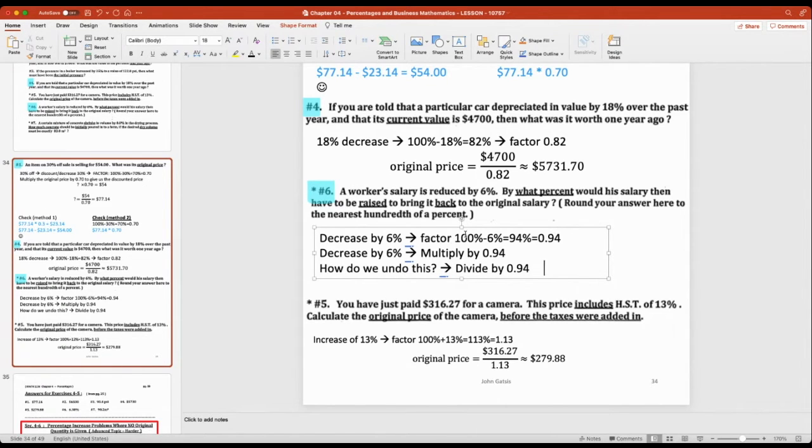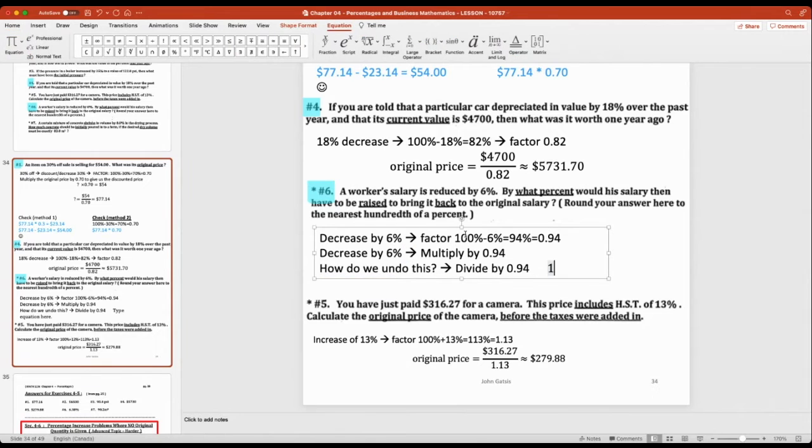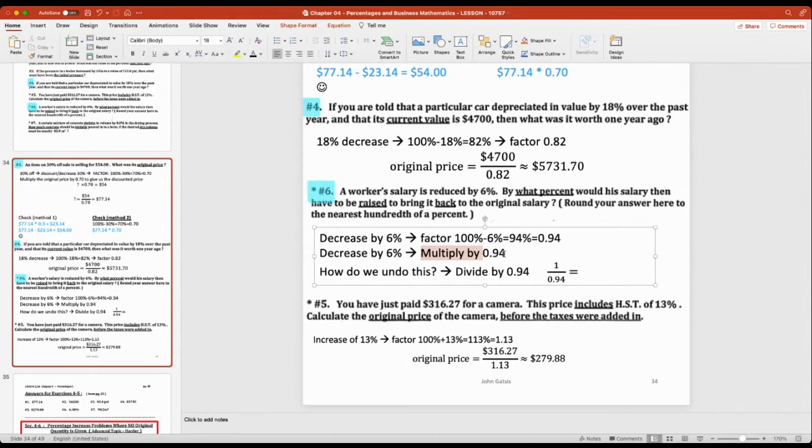Grab your calculator. Someone calculate this, please: 1 divided by 0.94. What is that? Give me lots of decimals. You divide because you want to do the opposite of multiplying. Multiplying took you one way, and if you want to reverse that, you do the divide. Thank you so much, everybody.